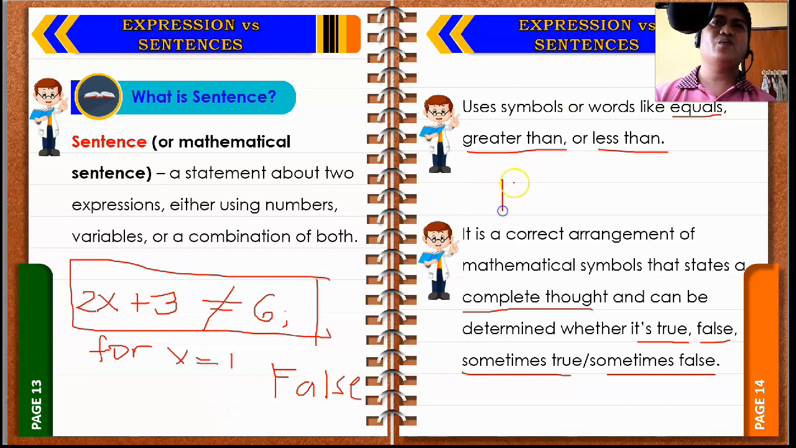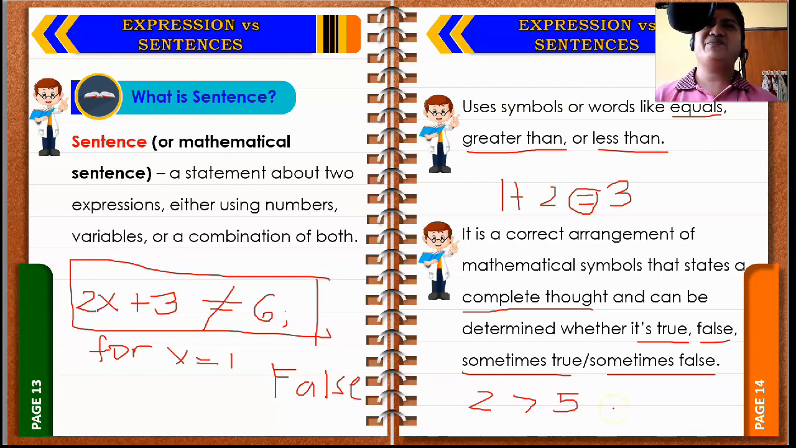Another one, 1 plus 2 equals 3. So 1 plus 2 equals 3 is true. So this is an example of a sentence using the equal sign. Or we can have 2 is greater than 5. So 2 is greater than 5 is also a sentence. But 2 is greater than 5 is false. Because 2 is less than 5. So I'm using the symbol less than.